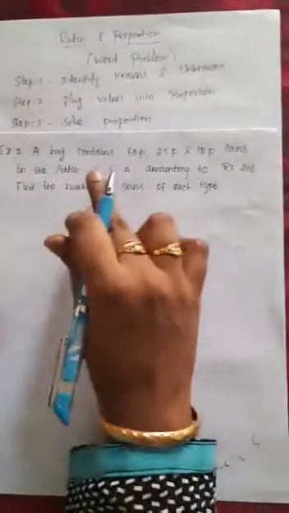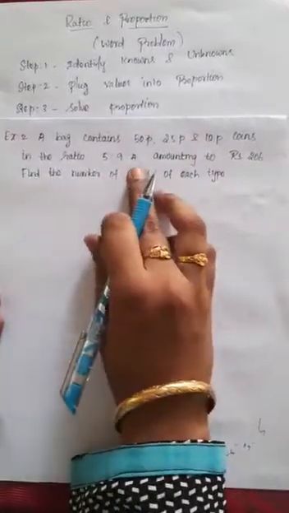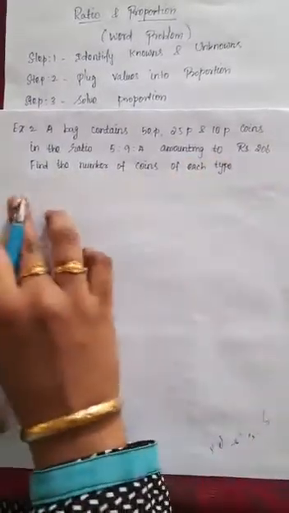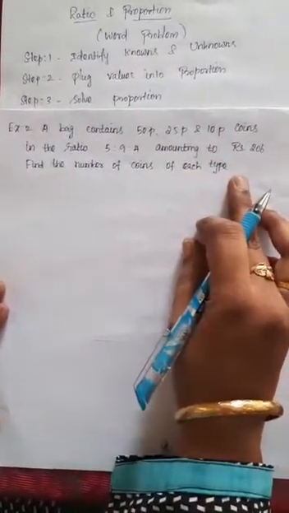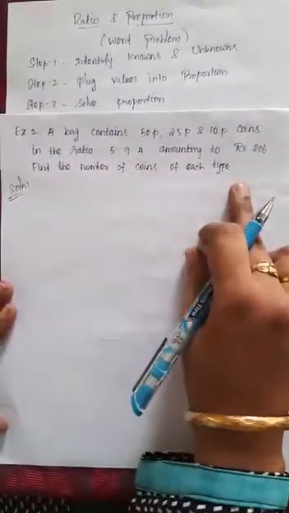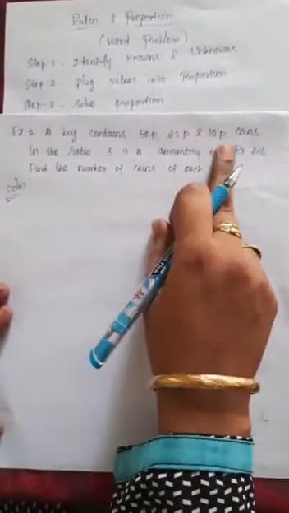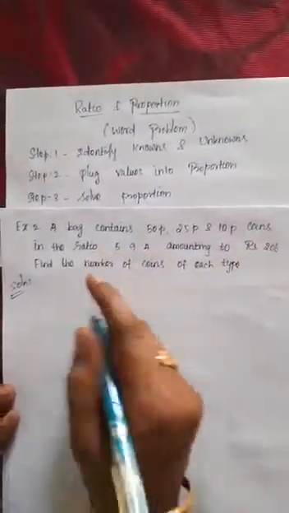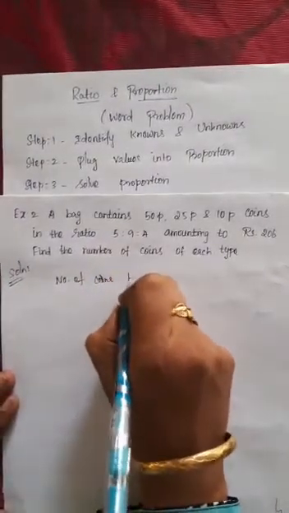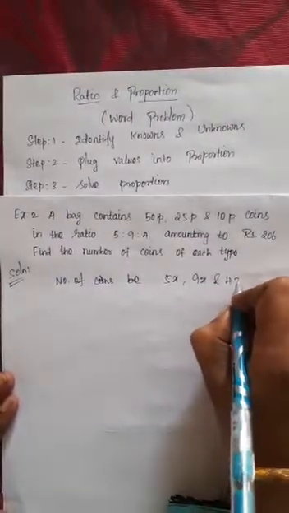Example 2. A bag contains 50 paise, 25 paise and 10 paise coins in the ratio 5:9:4, amounting to rupees 206. Find the number of coins of each type. We have to find the number of coins of each type. Let's assume that the number of 50 paise, 25 paise and 10 paise coins be 5x, 9x and 4x respectively.